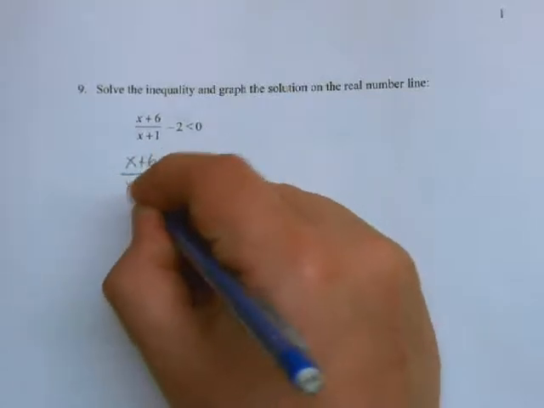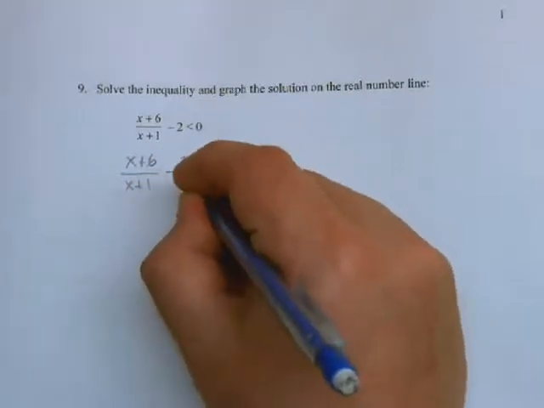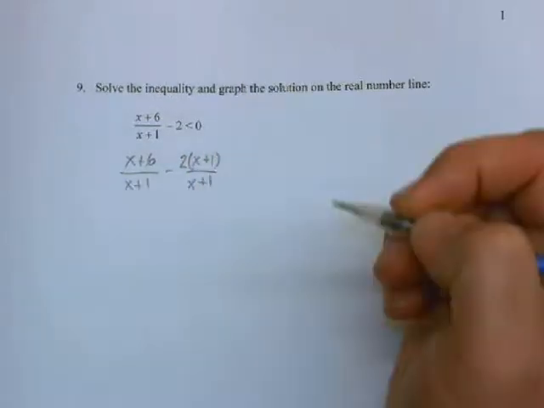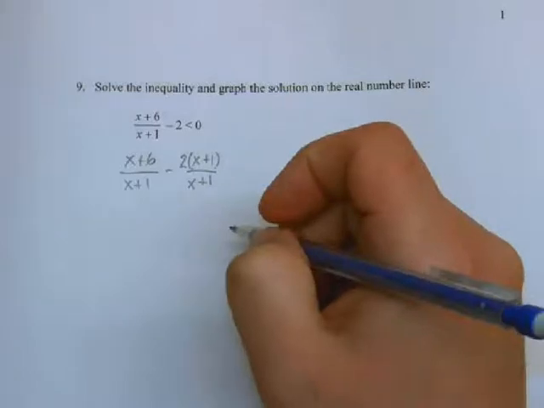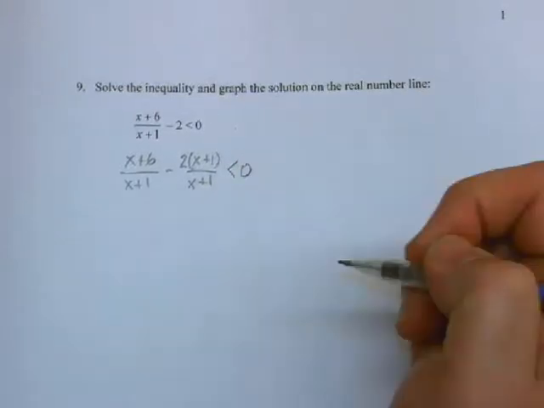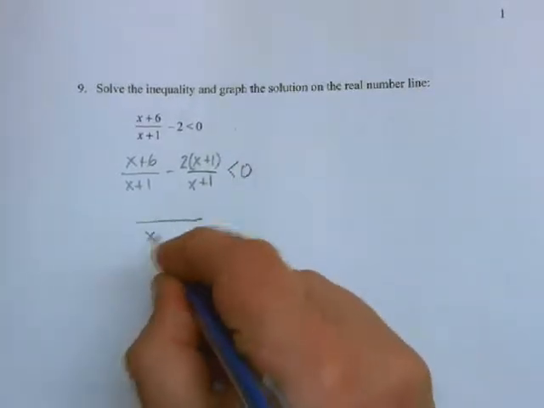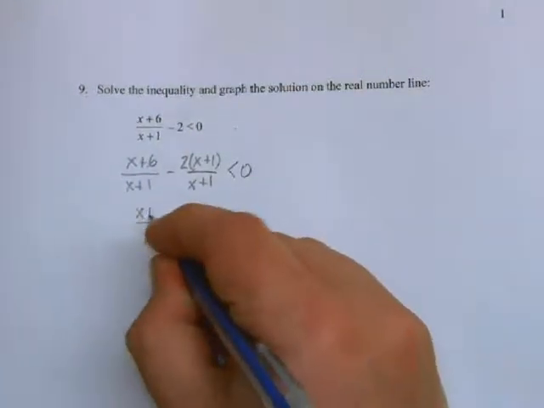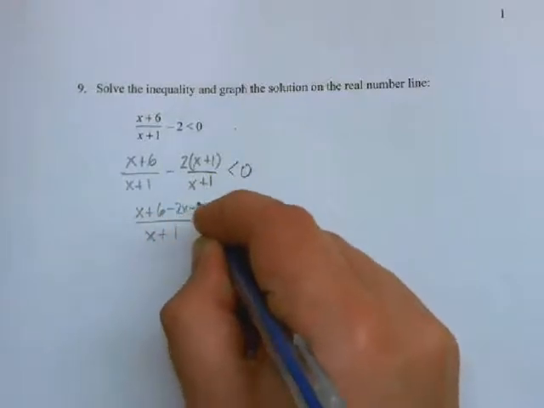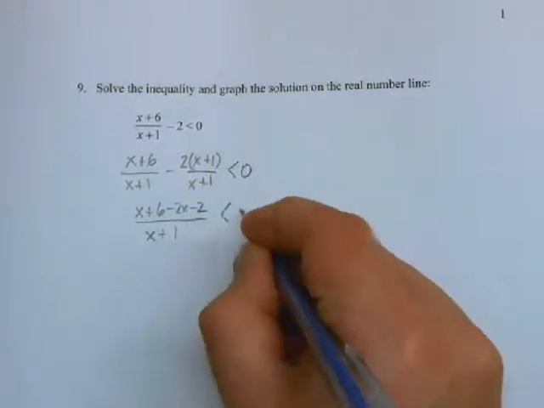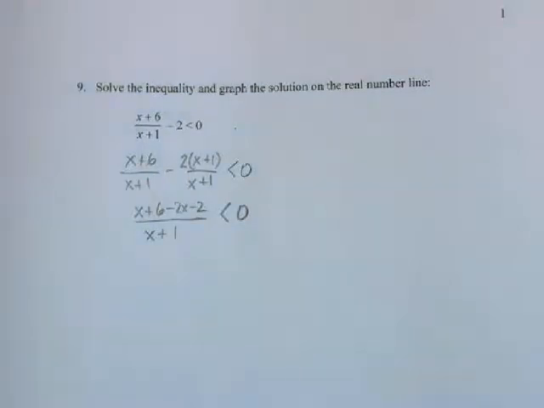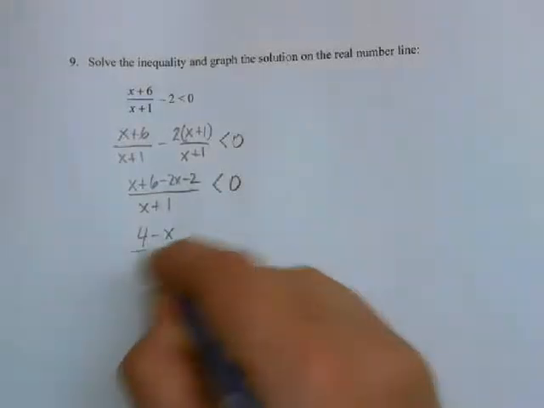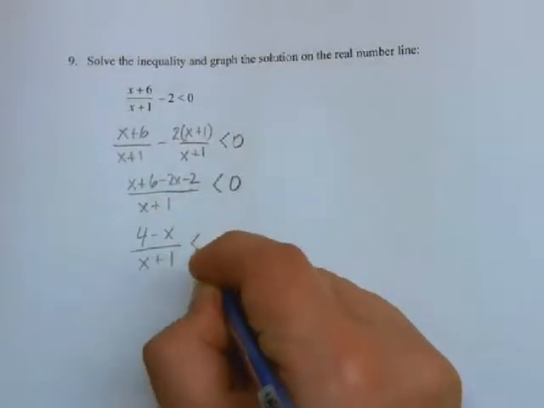So what I'm going to do is multiply both the top and bottom of the fraction by x plus 1. Really all I'm doing is multiplying by 1. So now my common denominator is x plus 1. I get x plus 6 minus 2x minus 2. Combining like terms, I get 4 minus x over x plus 1 is less than 0.